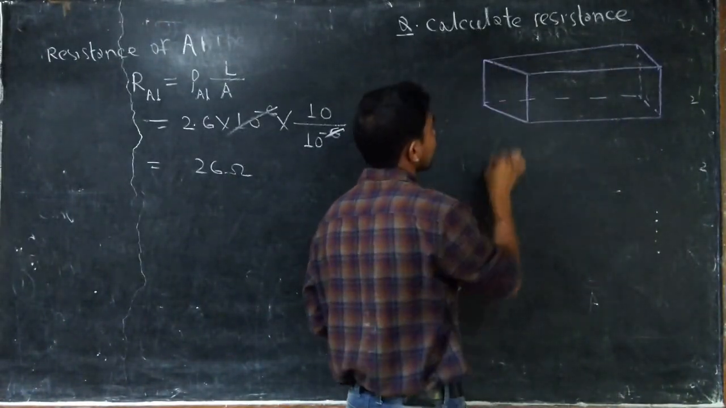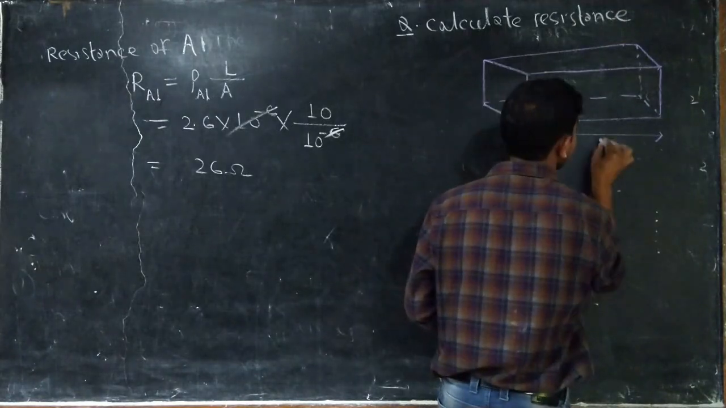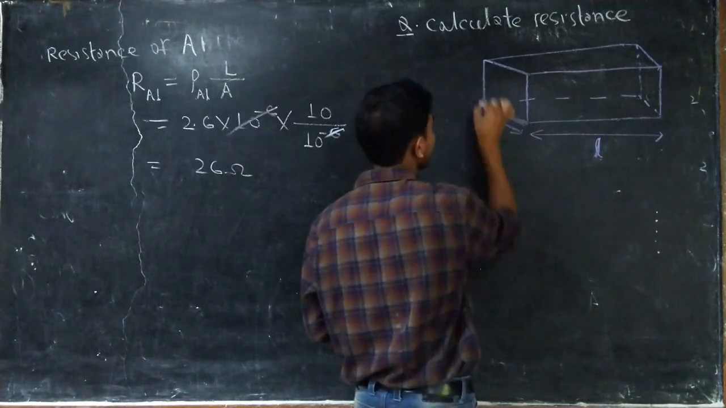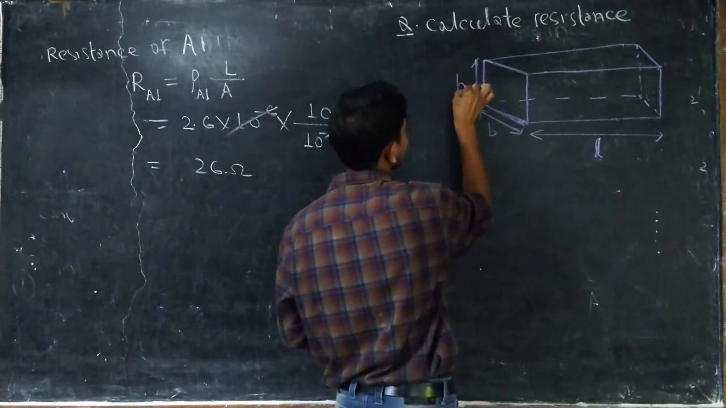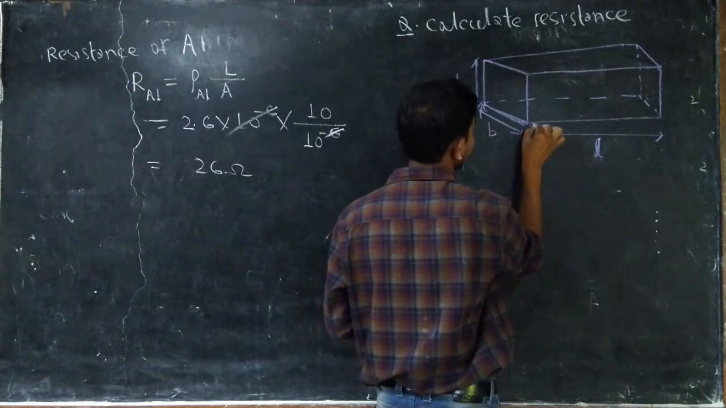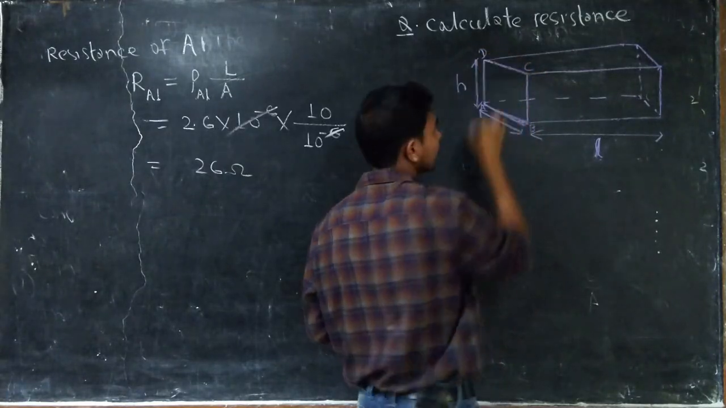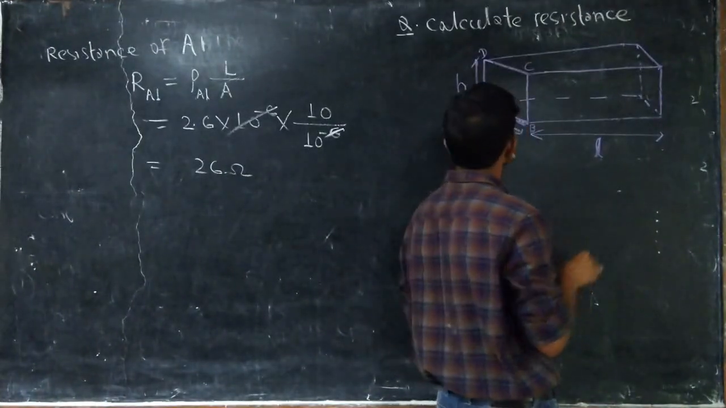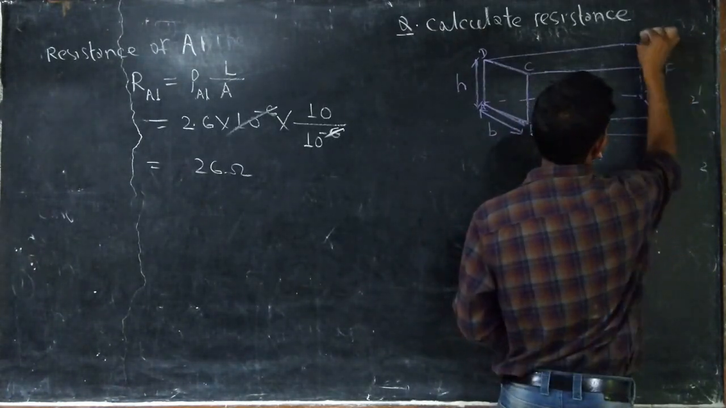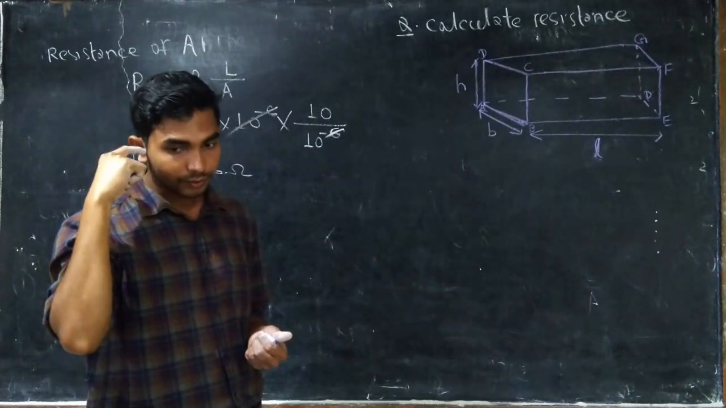Area is not given. This length is given as L, this length is given as B, and this length is given as H. This one is your A face, this is your B face, this is corner A, B, C and D, and similarly this is D, E, F, G. So calculate resistance.